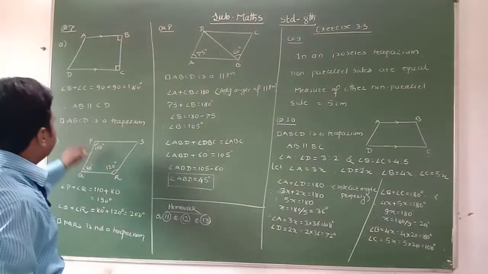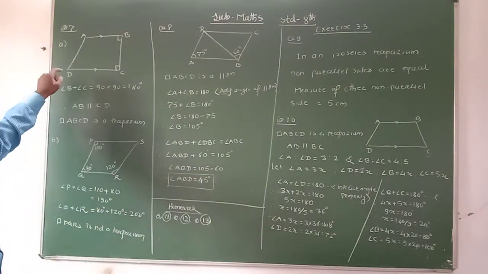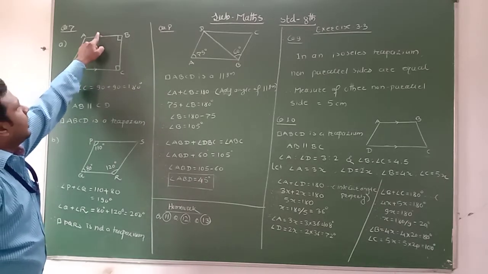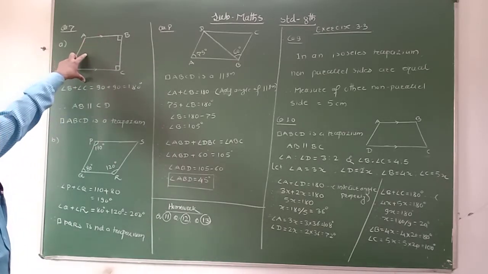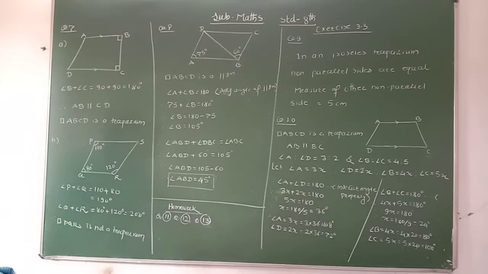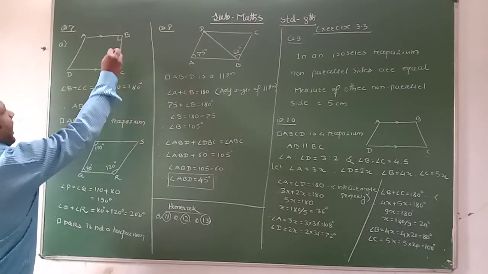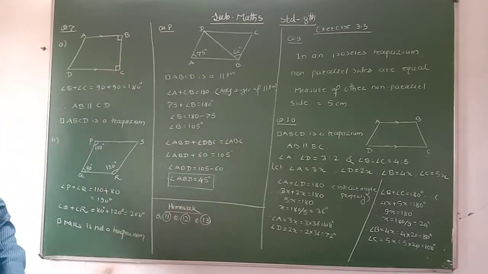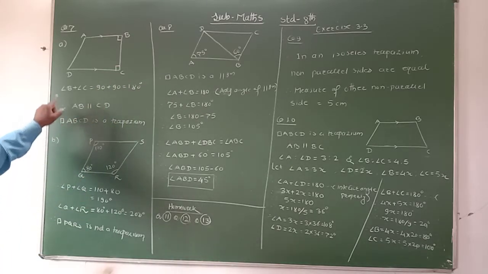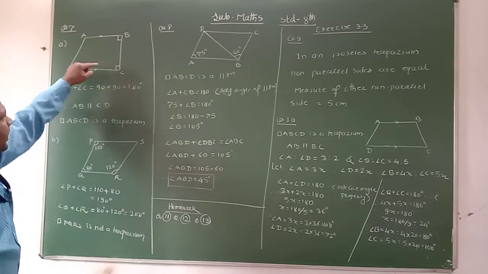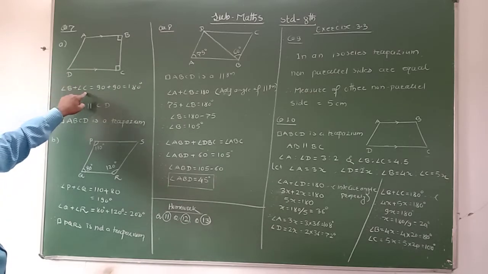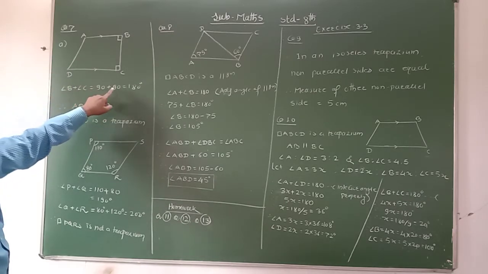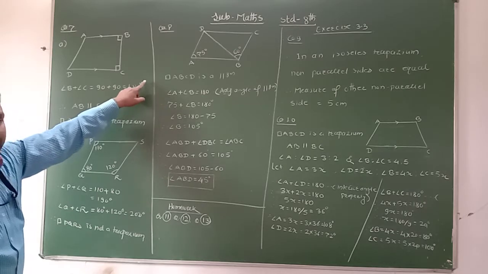Now see, this is the figure ABCD. Here we have to identify whether the given figure is a trapezium or not. In this figure, angle B is given 90 degrees, angle C is given 90 degrees. These two angles are adjacent angles. Here we add these two angles. Angle B plus angle C is equal to 90 plus 90. Here we get 180 degrees.